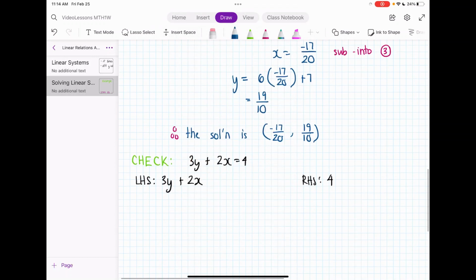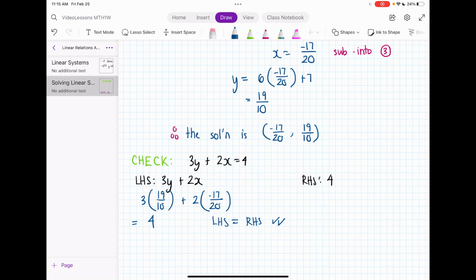And so when we check, we have to put in our values. So the y value is 19 over 10, and the x value is negative 17 over 20. And then just use your calculator. And the answer is 4. And so your left-hand side equals the right-hand side, so you know that this works for the first equation. And then you would do the same thing for the second. That's how you do a check.